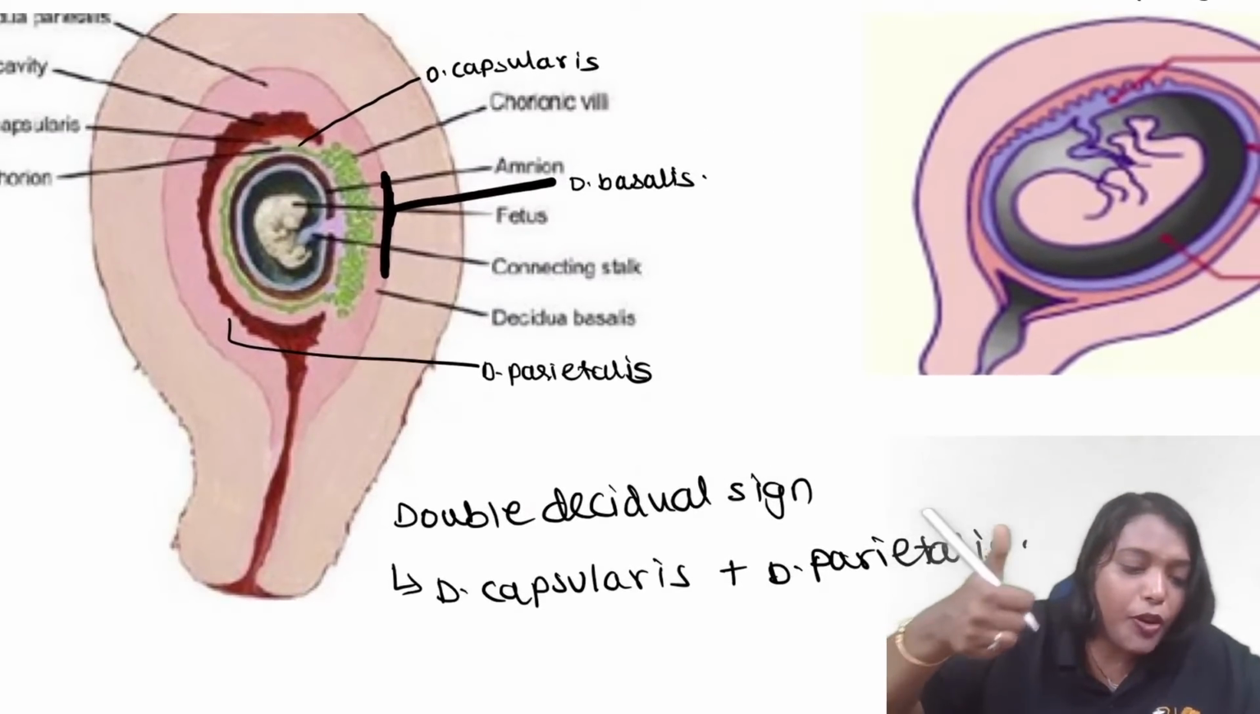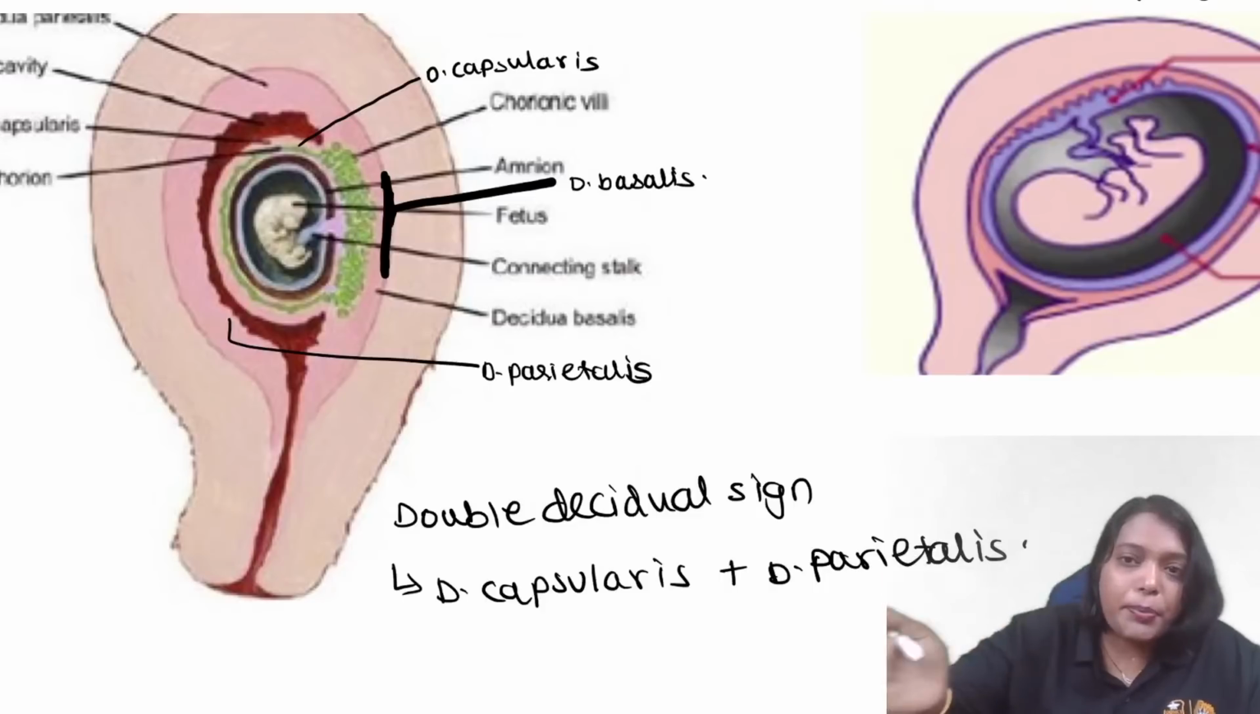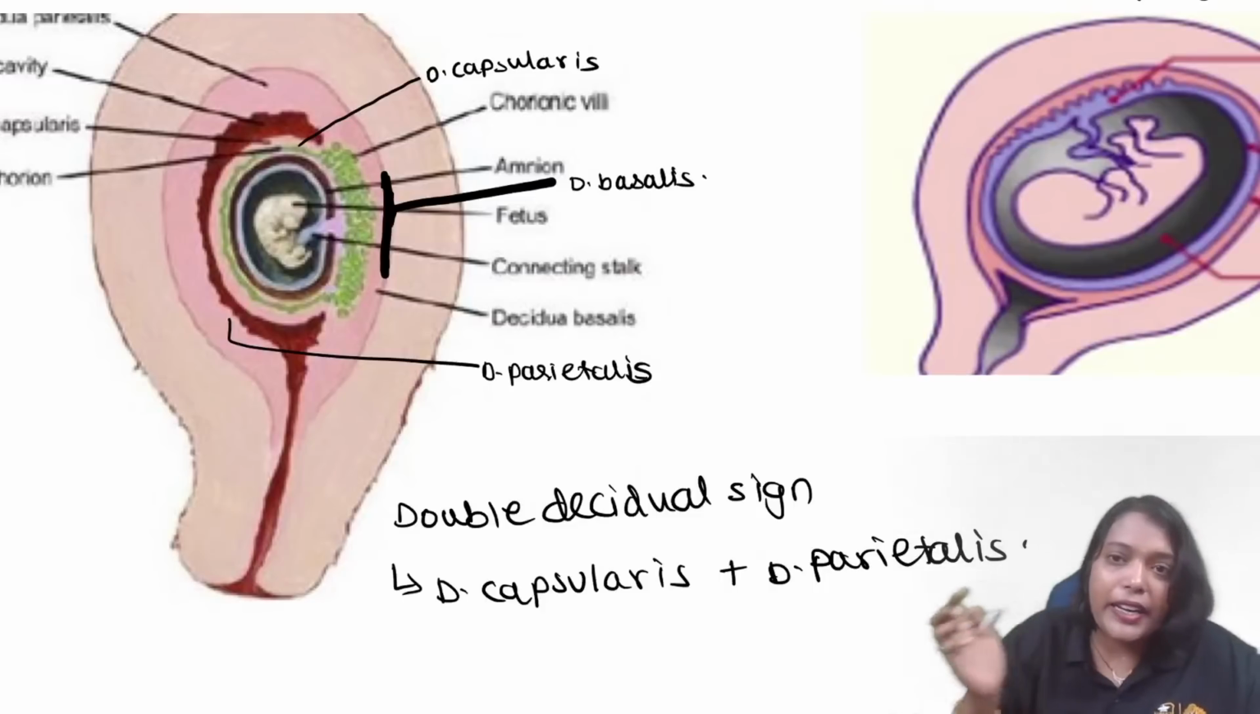Can I get a thumbs up if you all understood what is basalis, what is capsularis, and what is parietalis?